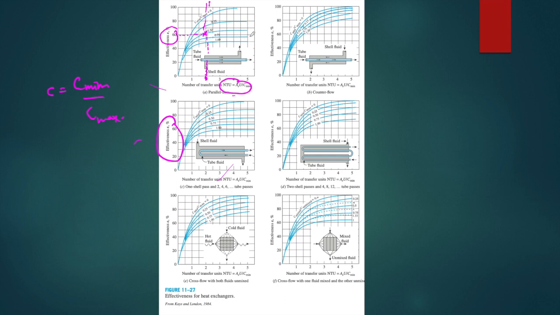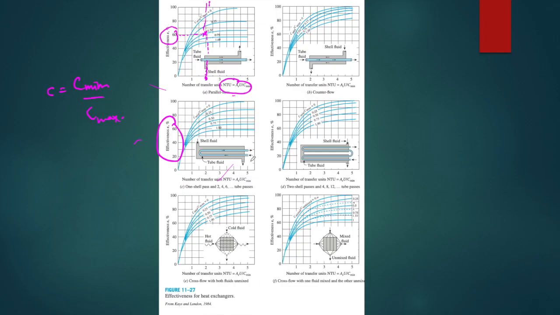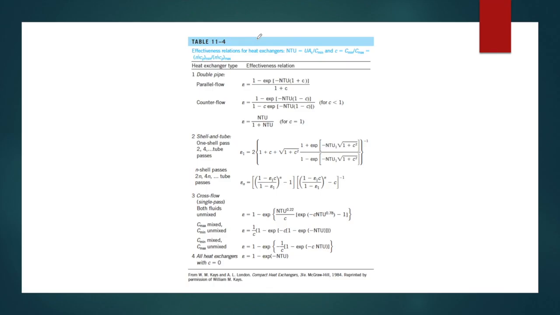If you don't want to use this figure, for example, I don't want to see this figure, it's okay. You have another option where you can find your effectiveness by using a table. Because this table, after you substitute the values and you plot, you will get this chart. So if you do not want to refer to this figure, you may refer to table 11.4. In table 11.4, you have to determine the heat exchanger type. For example, here we have parallel flow.